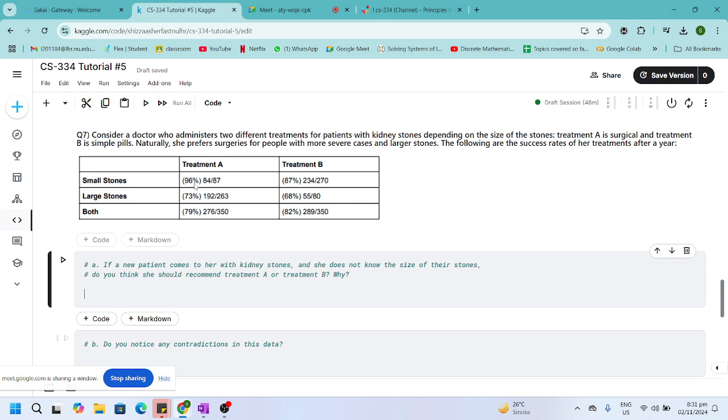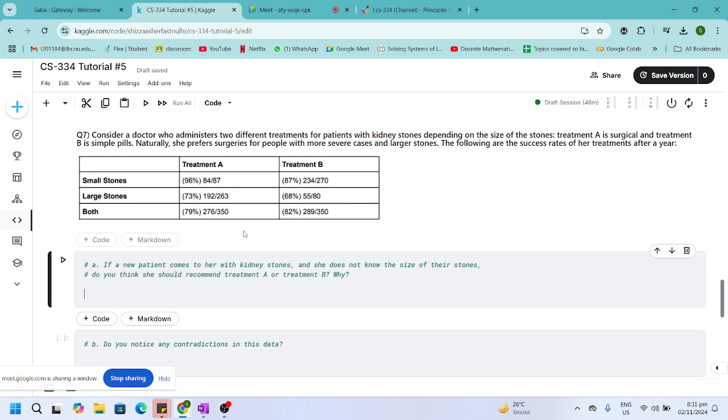All right. Intuitively, we can see that overall, when you sum up these results, the success rate of treatment A is lower than that of treatment B. For treatment A, the success rate overall is 79%. For treatment B, it is 82%. But I mean, this is one way of going about it.